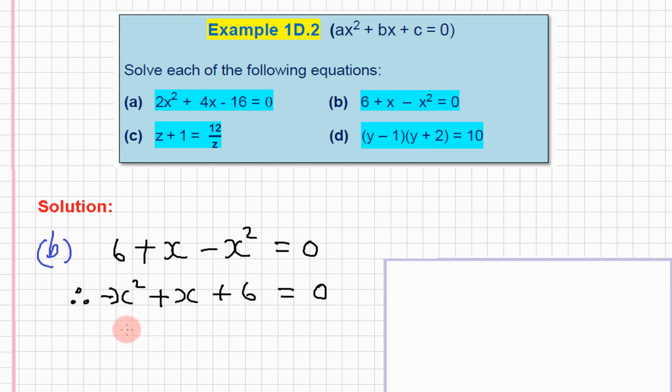Also important is that we never factorize a quadratic equation with a negative x squared coefficient. We have minus 1x squared here. So we want to get rid of this negative here, and we can do so by multiplying through by negative 1. Then all the signs here will change. Now the equation is in standard quadratic form, and we can proceed with the cross method.